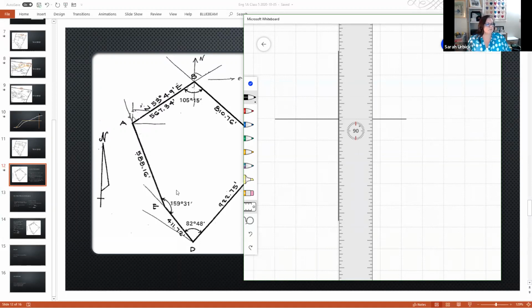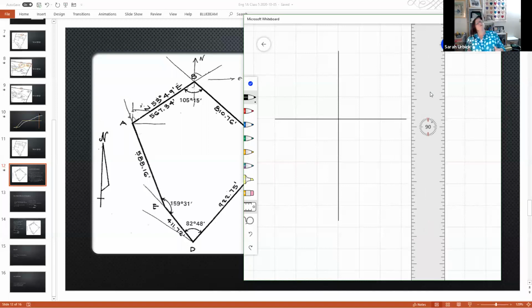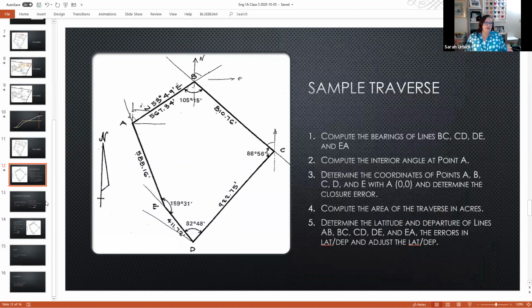So, actually, I want that back. The next part of the assignment is we need to figure out the latitudes. I had this down earlier. I swear I'm really losing it. The coordinates. All right, so how we calculate the coordinates and the latitudes and departures. We're going to kind of merge both concepts here.